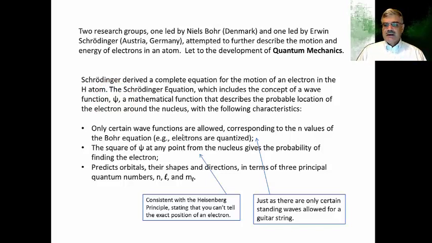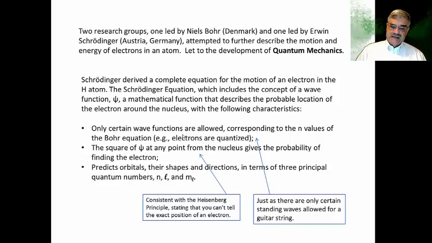So psi is a mathematical function that describes a probable location of an electron around a nucleus, and it has the following characteristics. 1. Only certain wave functions are allowable, corresponding to integer values of n, like 1, 2, 3, 4, the same type of n value as in the Bohr equation. In other words, electrons are quantized.